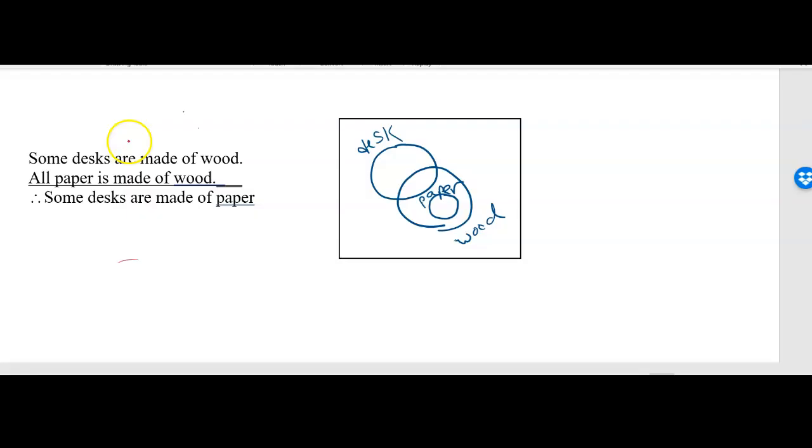Well, notice, see how I drew all paper inside this wood circle? Could I have done this? Sure, I could have. And then, yes, that would make the conclusion true that some desks are made of paper. But I don't have to. See, that is always the key. It's only if I can necessarily put it in one spot and it makes it true for all cases. But in this case, I have two possible ways to draw the second premise, and because of that, it would be invalid.